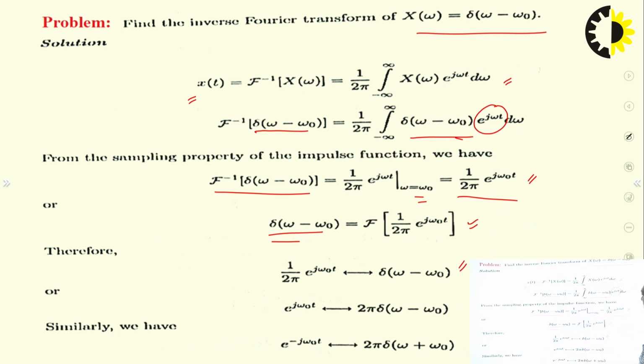So from here we have two important results: the Fourier transform of e to the power j omega naught t is 2 pi delta omega minus omega naught, and the Fourier transform of e to the power minus j omega naught t is 2 pi delta omega plus omega naught. These are important results that we can use later on in various problems.